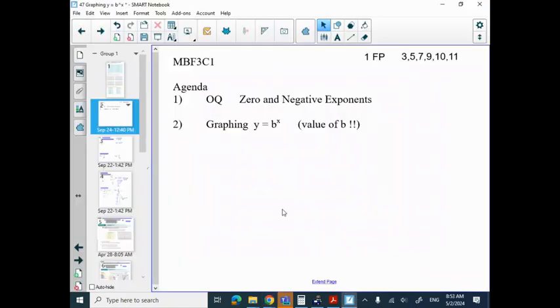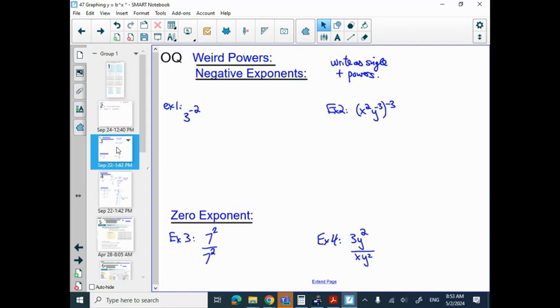Hello and welcome to the next unit or lesson, in the exponential unit. So we're going to start to look at graphing exponential functions, how they change depending on the value of b. So let's first get started. Just a little bit of opening question stuff about the weird powers, negative exponents, that we've seen recently.